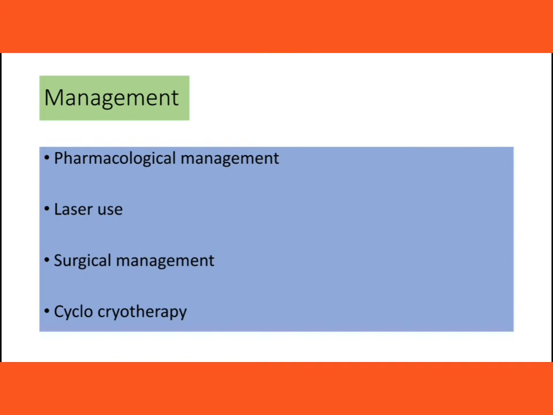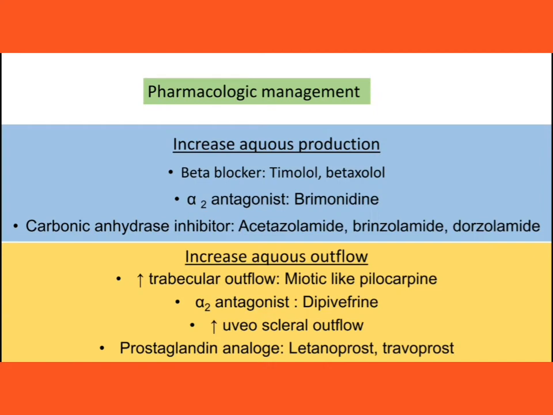Now, what is the management of glaucoma? There are 4 types of management: pharmacological management, laser use, surgical management, and cyclocryotherapy. Pharmacological management means use of drugs. Drugs work in 2 ways. One is to reduce the production of aqueous humor. Another is to increase the aqueous humor outflow. So some drugs are used to reduce aqueous humor production, and some are used to increase aqueous humor outflow. So what are these?